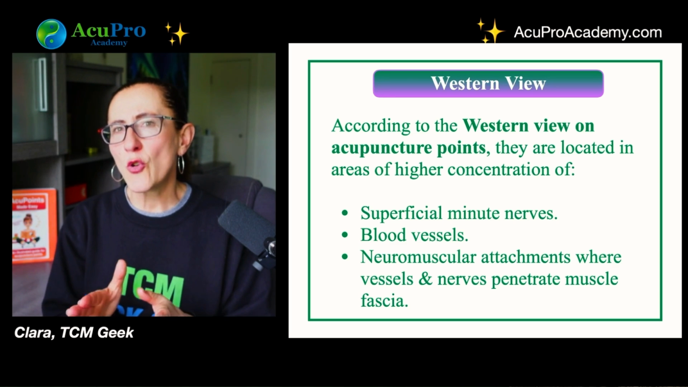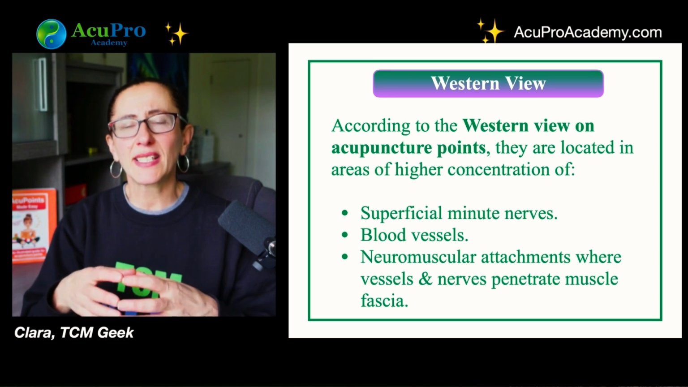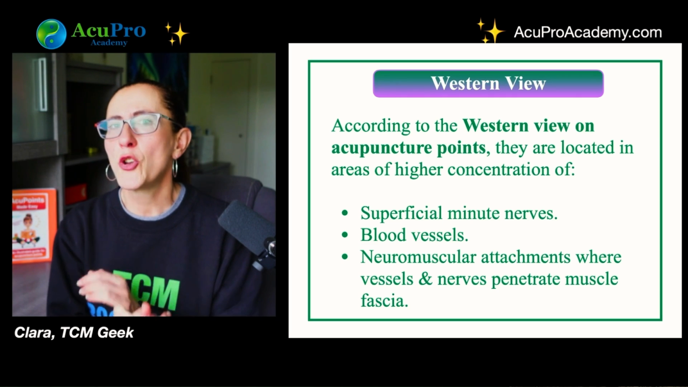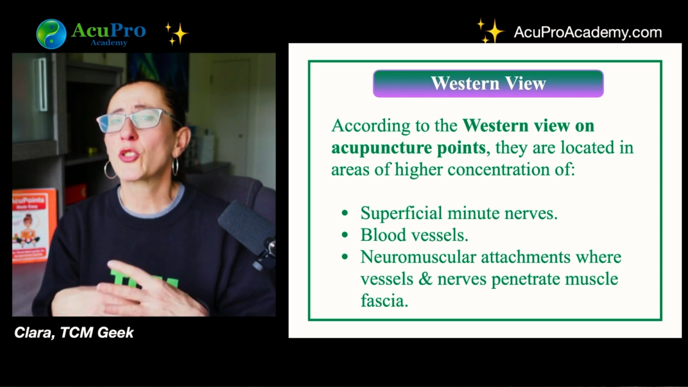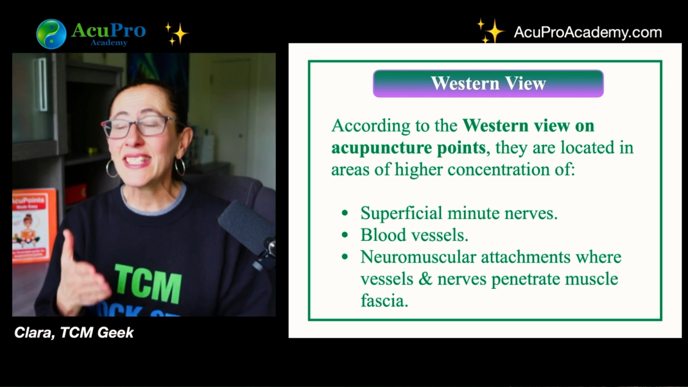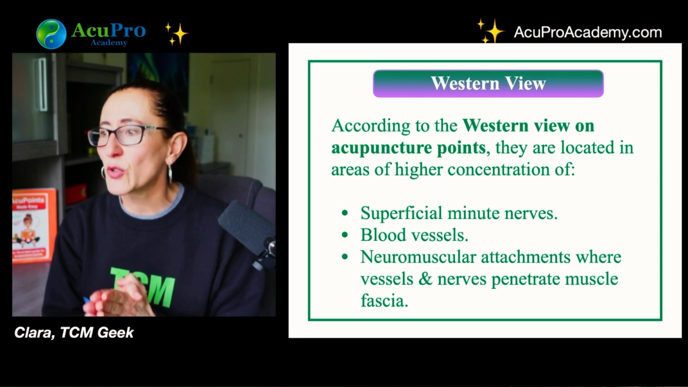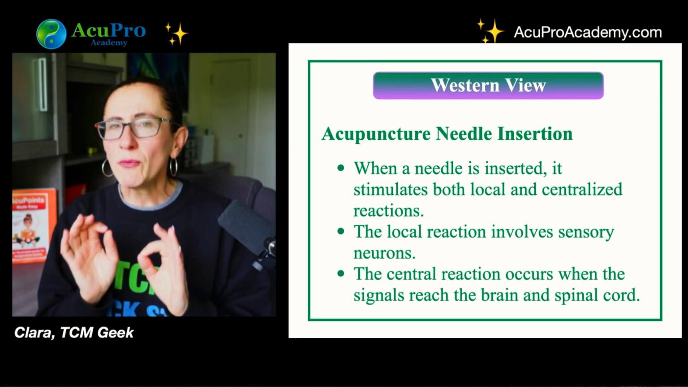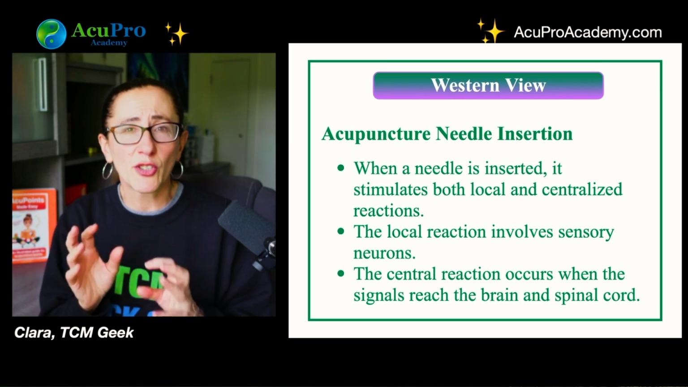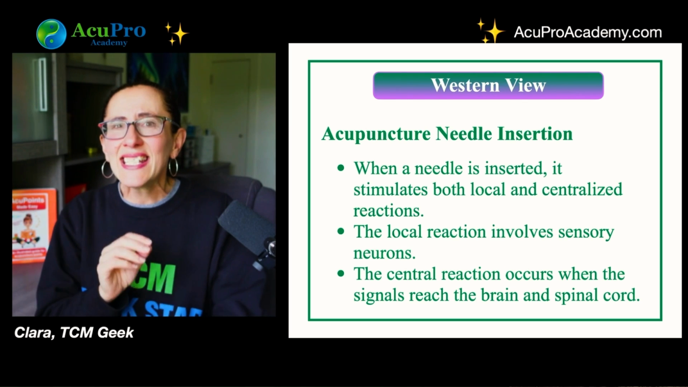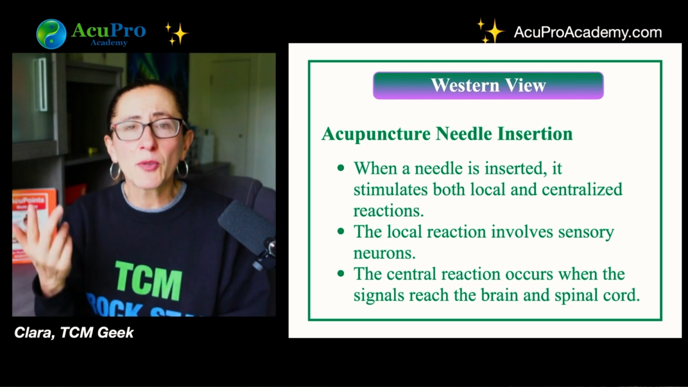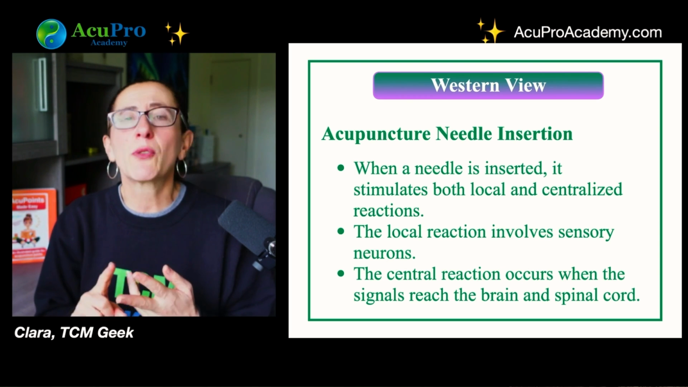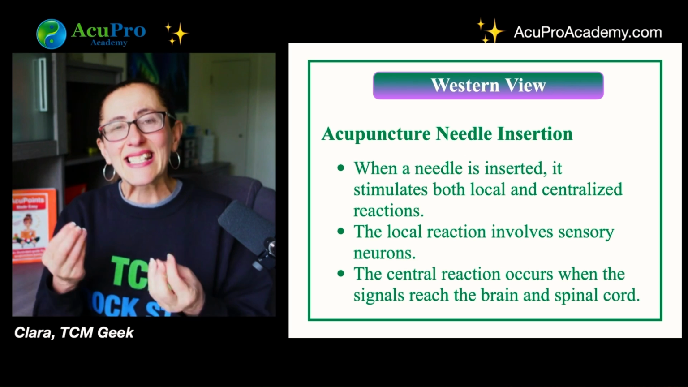Western medicine's view on acupuncture looks at it from a perspective of where the points are located. There's a high concentration of minute nerves that are superficial, but also blood vessels. And as you can see, neuromuscular attachment where vessels and nerves penetrate muscle fascia. When we insert a needle in those areas of high concentration of minute nerves, they send a signal to the brain through the spinal cord for the body to self-regulate, to release endorphins, to decrease inflammation, to literally self-heal.